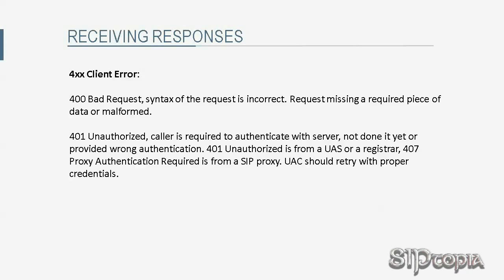400 bad request, for example, means that the syntax of the request is incorrect. The request is either missing a required piece of data or it is malformed. The response may also include a reason phrase that explains the situation more. For example, missing Via header field. Sending this request to the server without making any changes will result in the same response.